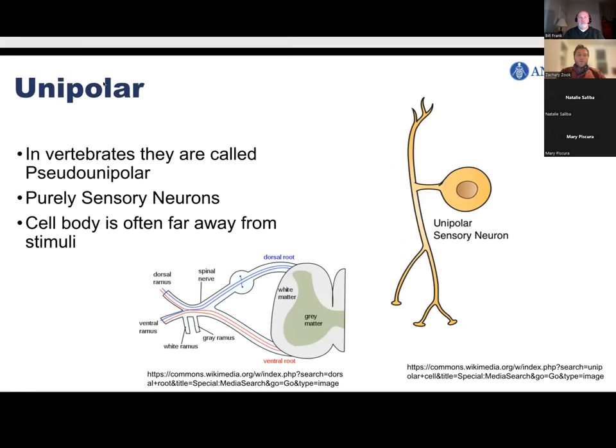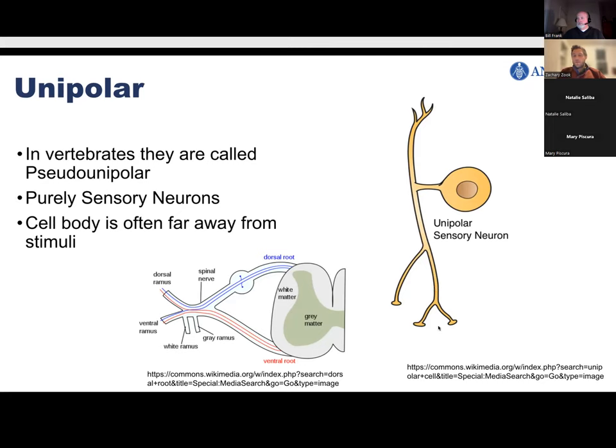So a unipolar neuron, in invertebrates, they're called pseudo-unipolar. It's kind of a weird specification, but for the purpose of this class, we're just going to know them as unipolar neurons. These are purely sensory neurons, right? So these are always kind of coming from your fingertips. The way I like to think about it is they're always coming from your fingertips to your brain, right? They're never going from your brain to your muscles. They're just sensory neurons. And the cell body is actually often really far away from where the stimulus or the signal is begun, right?